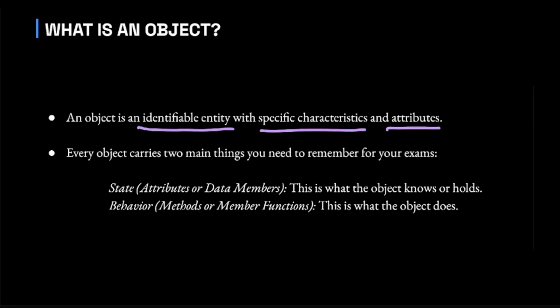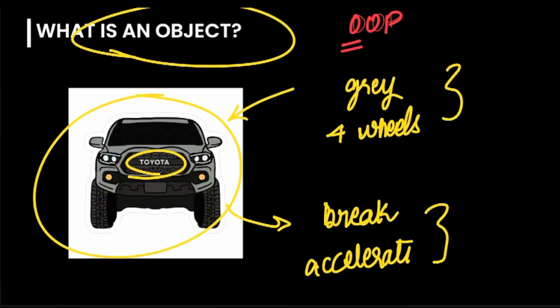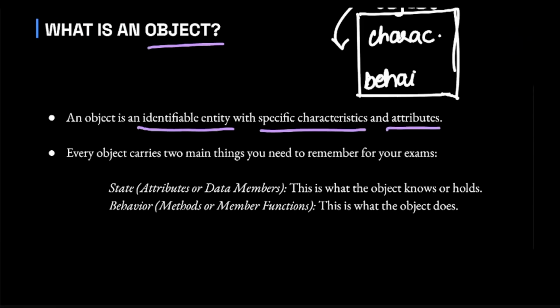Now, in Java, when you create an object, it allocates a specific memory space for it. In the memory of Java, it allocates specific memory for the object that you created. And inside this memory space, it saves the characteristics and the behavior of that particular object. So if I'm creating an object for this Toyota car, it would save the fact that it is gray in color, it has 4 wheels, and that it can brake and accelerate in this memory space that I have created for it.